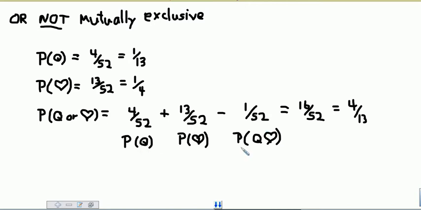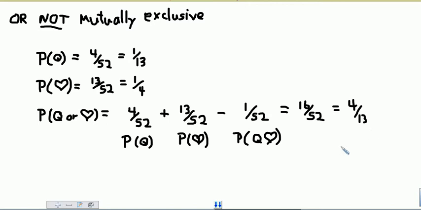You have to subtract out these duplicates. So I've got to subtract that queen of hearts. So if you're doing an OR and they're not mutually exclusive events, you've got to subtract out the AND, the chances that both of those happen at the same time. So we get 16 out of 52 or 4 out of 13.